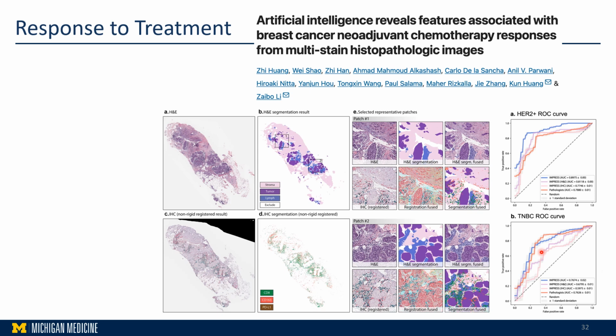These findings suggest that the image-based approach is particularly effective for predicting neoadjuvant chemotherapy responses in HER2-positive breast cancer, though its efficacy is more limited in triple negative tumors.